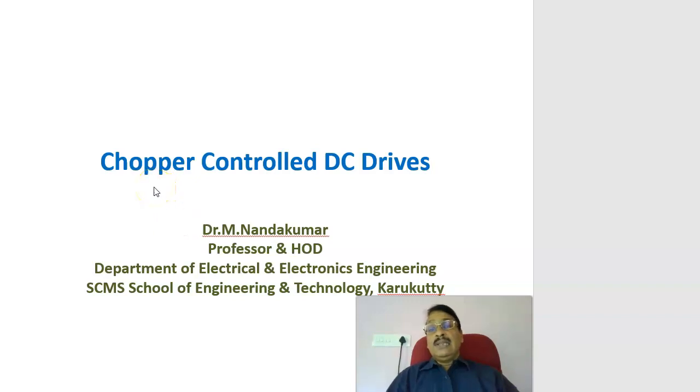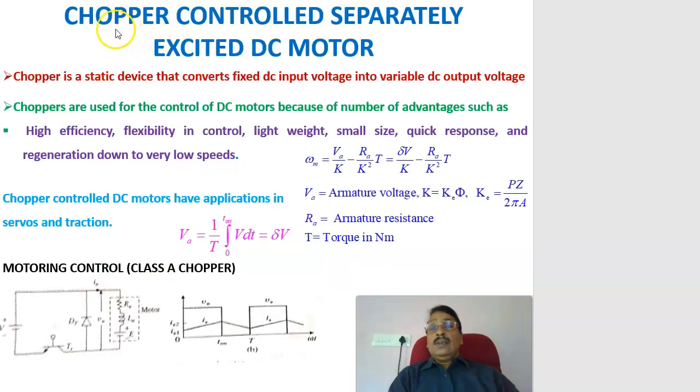In this presentation, I am going to explain chopper control DC drive, and how the chopper can be used to control the speed of a DC motor. In chopper control DC motor, we are going to consider a separately excited DC motor. And a chopper is a static device that converts fixed DC input voltage into a variable DC output voltage.